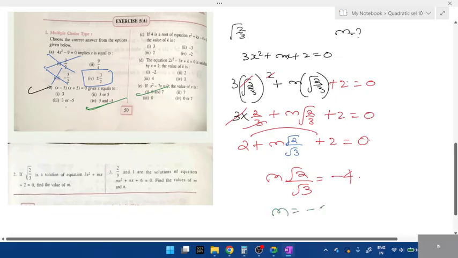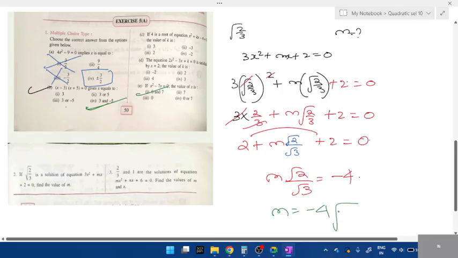So what is m value? √3 goes to the other side, becomes multiplication. Response, students, what do you get? Square root of 2 by 3 becomes 3 by 2. Just reciprocate. 2 by 3 becomes 3 by 2. Check the answer, is it correct?